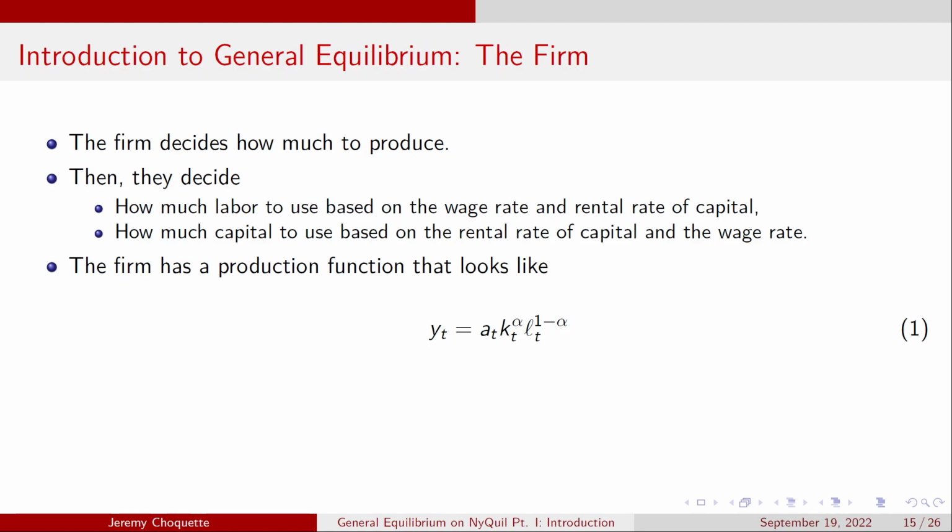So the firm's got a production function, which could really look like any number of things. I'm going to assume it looks like this. And you're probably going, all right, what the heck is this? Well, K is capital. So capital's that first input that we're talking about. L is labor. So I've got capital and labor.